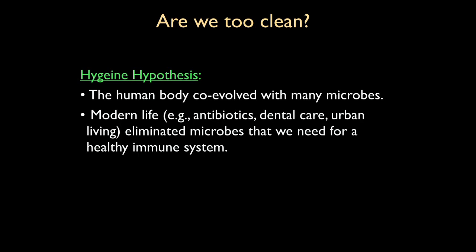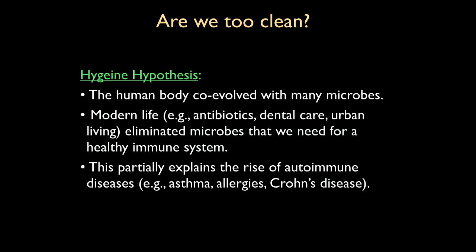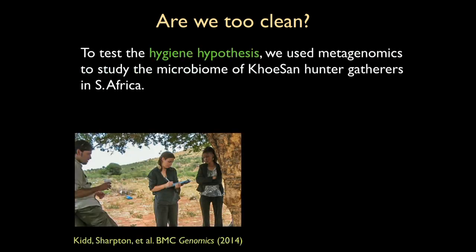I'm very interested in testing a hypothesis called the hygiene hypothesis that talks about microbes that were present in our ancestors and have been lost in individuals in North America and Europe, so the opposite of the pattern that I just showed you. And the idea is that we co-evolve with many microbes, we've eliminated most of them, and that this might at least partially explain the rise of autoimmune diseases in industrialized countries. We are seeing strong support so far for this hypothesis in our analyses.